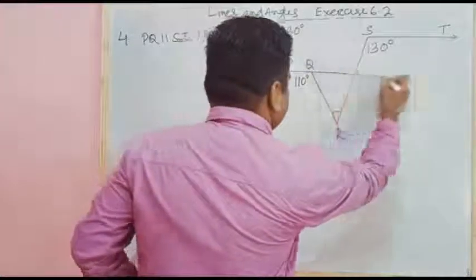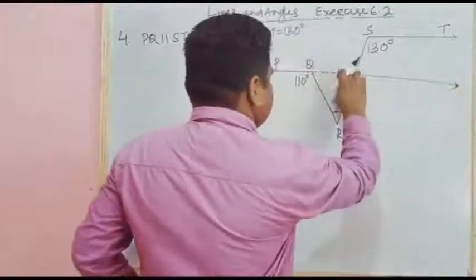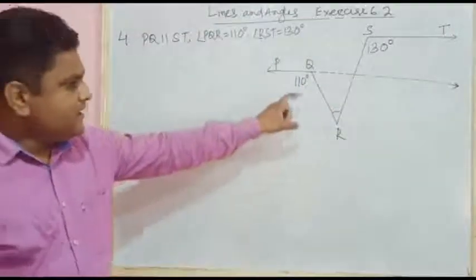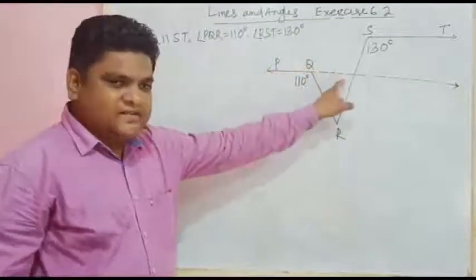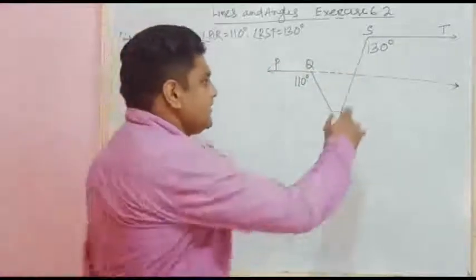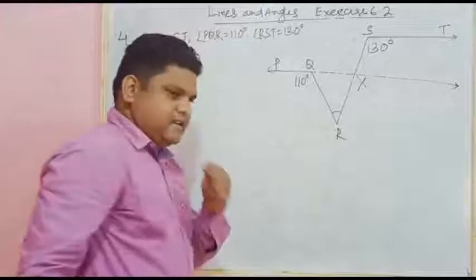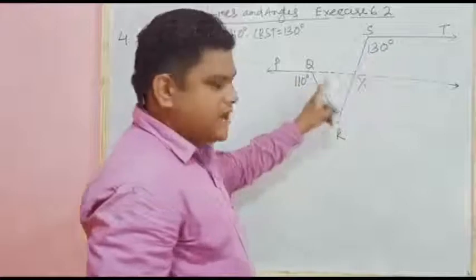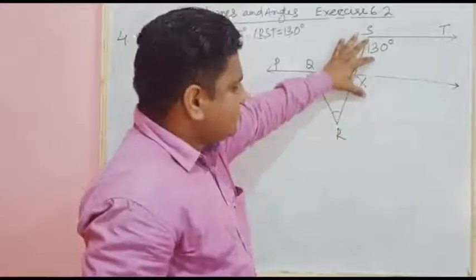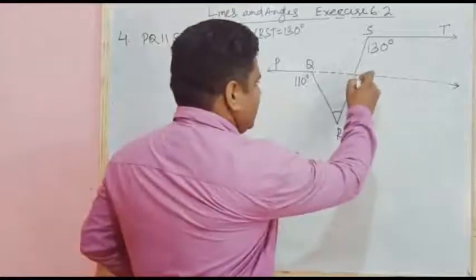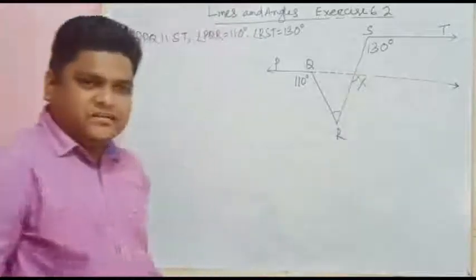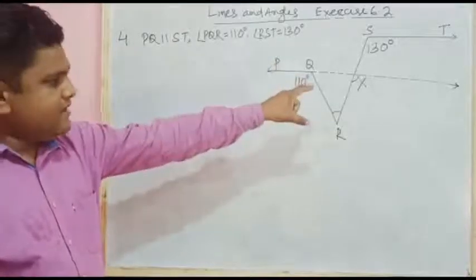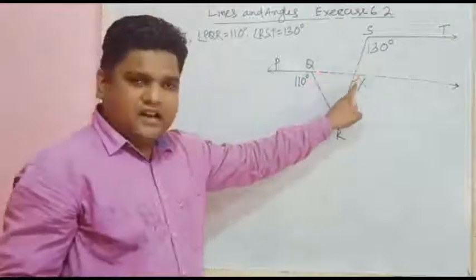So we have to construct this. Let PQ extended intersect RS at X. Let this point be X. Now see here, ST and PQ are parallel, so this is 130 degrees. So the value of this angle must be equal to that, because two parallel lines and a transversal intersect the two parallel lines and the corresponding angles are equal.